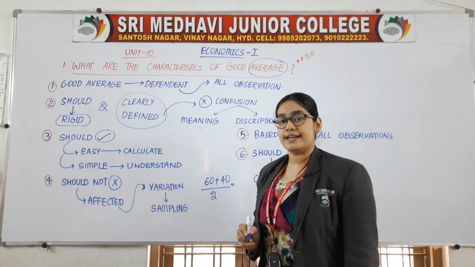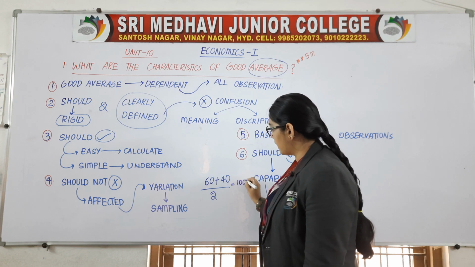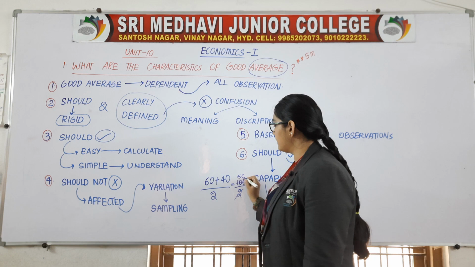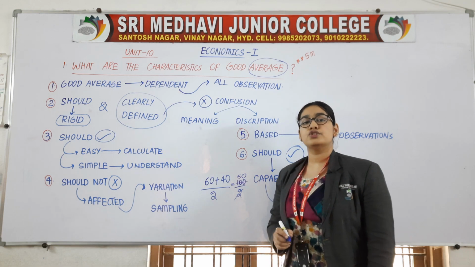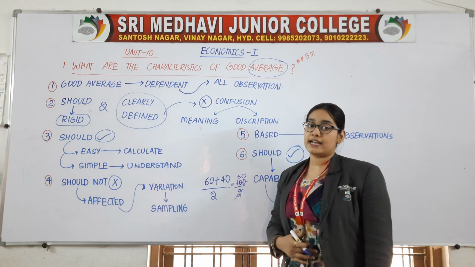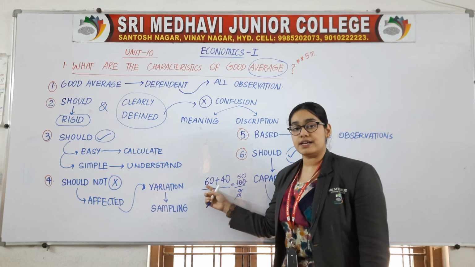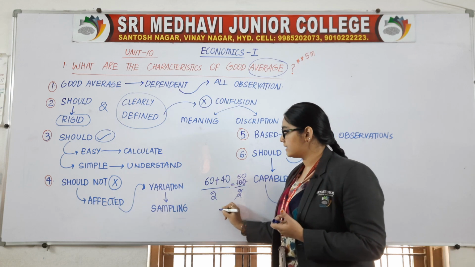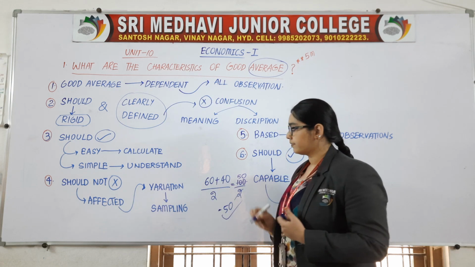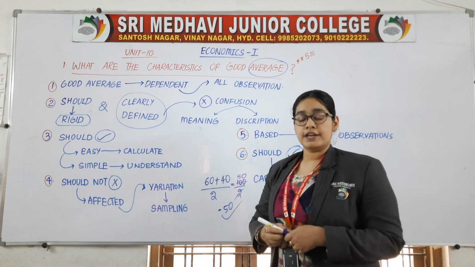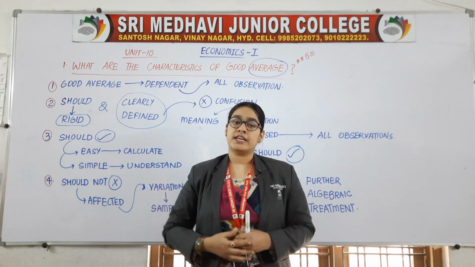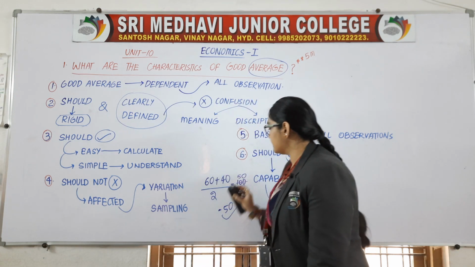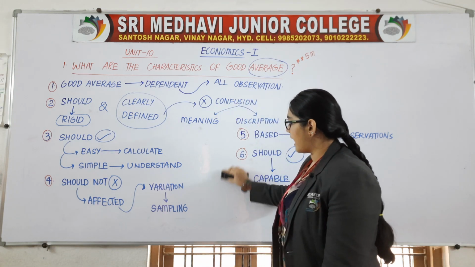60 plus 40 is 100. 100 divided by 2: 2 ones are 2, 2 fives are 10, and 0. So what is the average of the class in which there are 60 girls and 40 boys? The average of the class is 50. Alright, this is how we find the average. This is clear? So now we have understood what is the meaning of average.